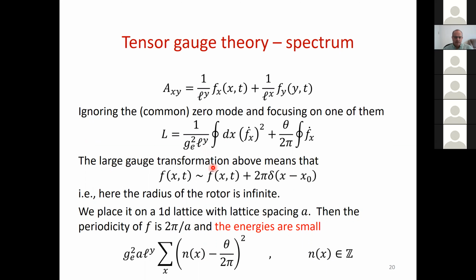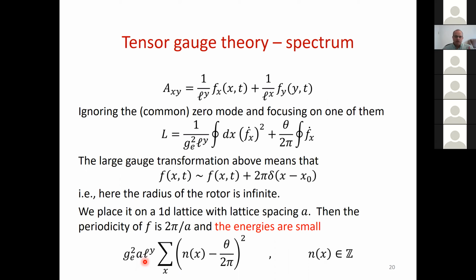So when the dust settles, the spectrum of this theory is, at every point X, we have an integer, and then there's a shift by theta over 2 pi coming from this term. And the coefficient of the energy is A. Before we had 1 over A, now we have A. So in the continuum limit, the spectrum is the following. There are no local excitations, but there's an infinite number of states at each X and an infinite number of states at each Y. So it's exactly the opposite of what we had before.